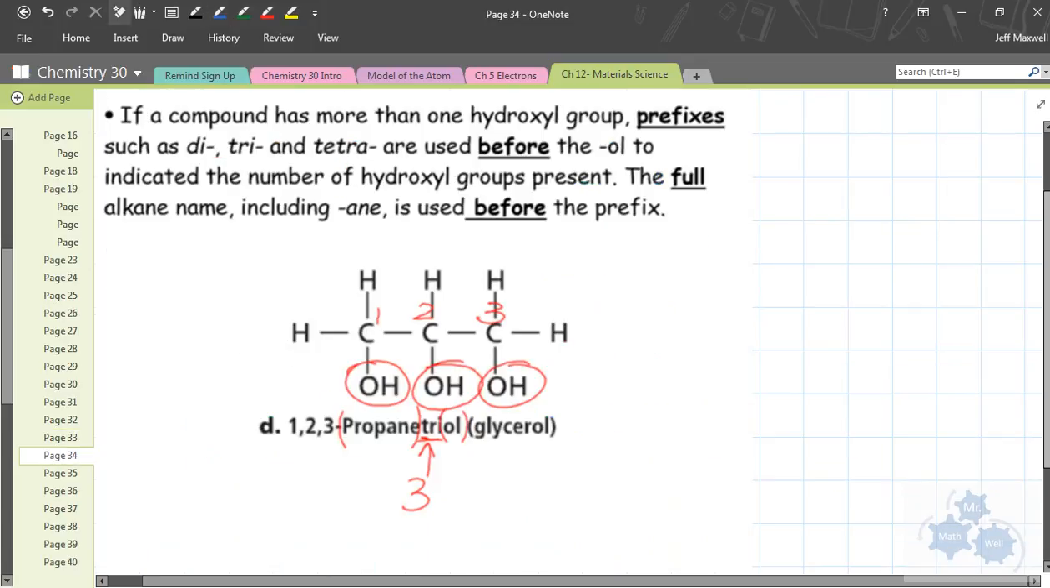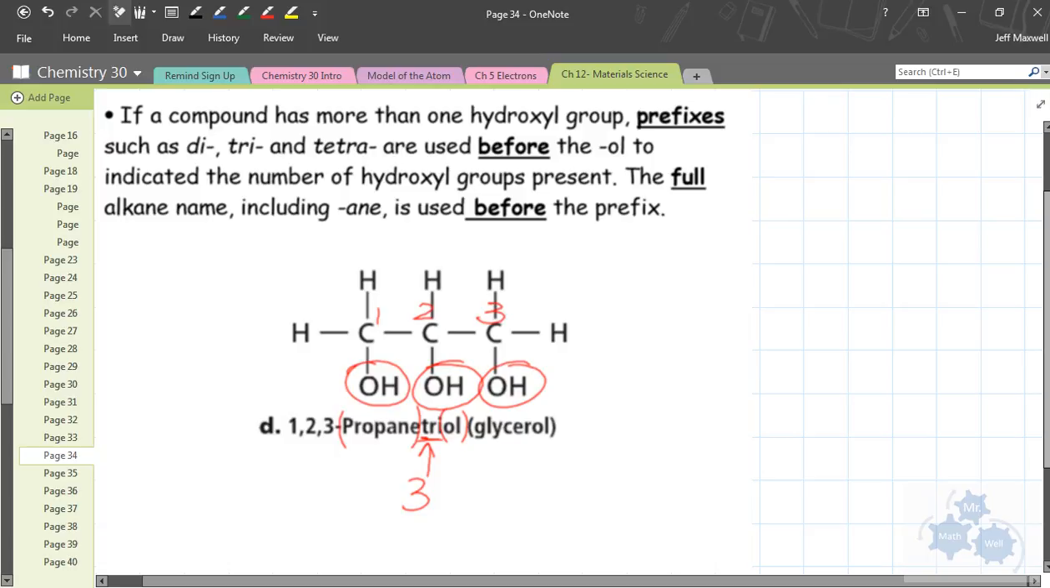If a compound has more than 1 hydroxyl group, okay, so those examples have only been 1 OH group, then we have to use prefixes such as di, tri, and tetra. That makes sense, right? We did that with the halocarbons. And they are used right before the -ol. So it's not before the carbon chain name, but it's actually before the -ol.